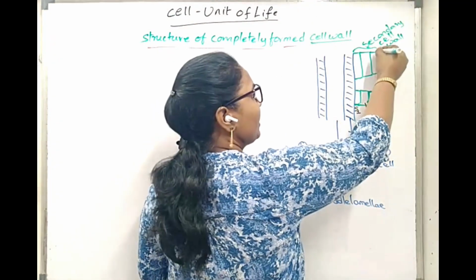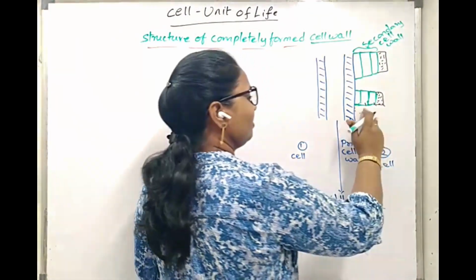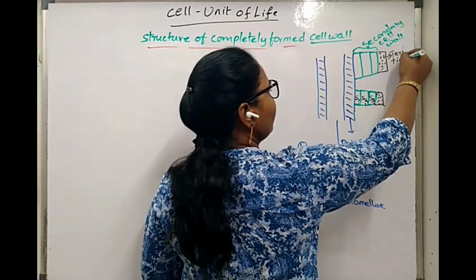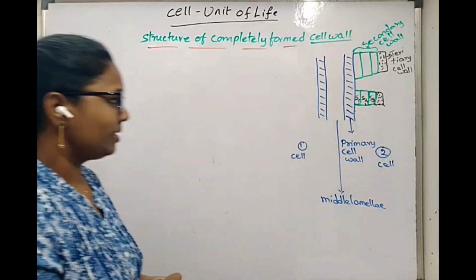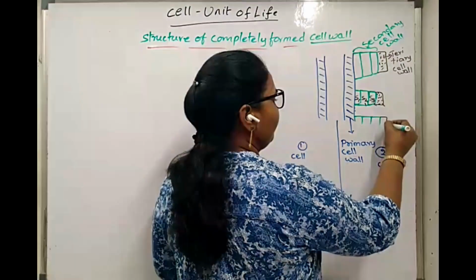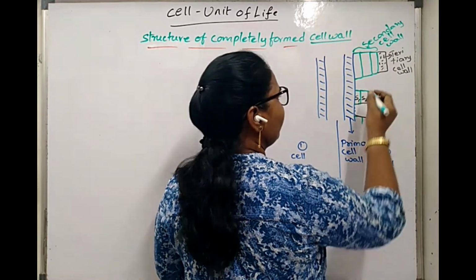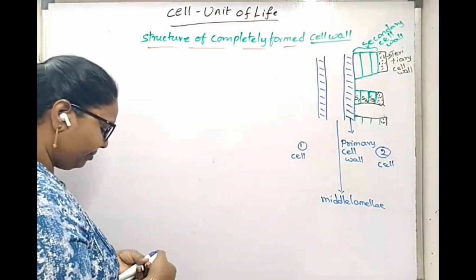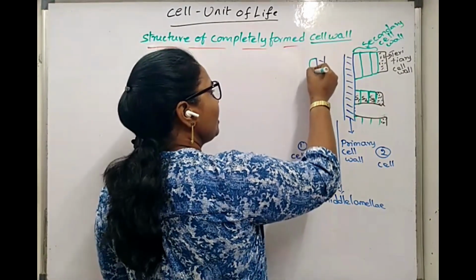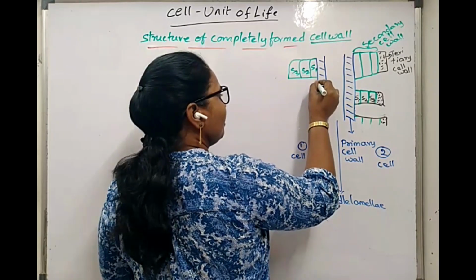Towards the plasma membrane of the cell will be present the tertiary cell wall. Tertiary cell wall. On this side also, in these cells also, there are the same types of layers. Secondary cell wall 1, secondary cell wall 2, secondary cell wall 3. This is S1, S2, S3. Next.